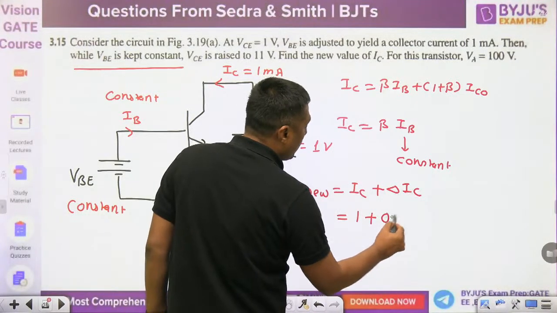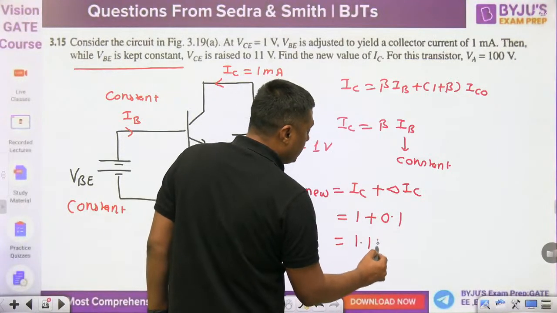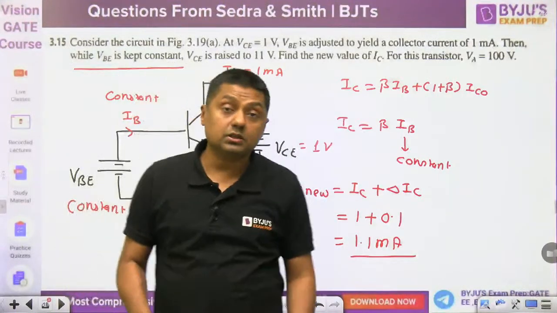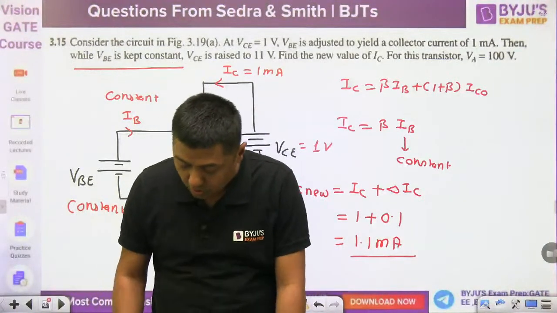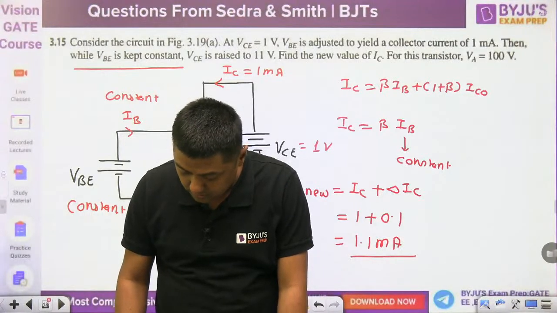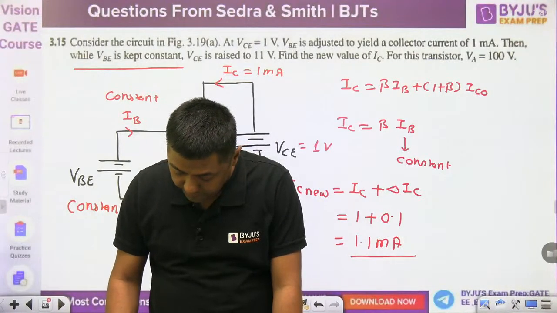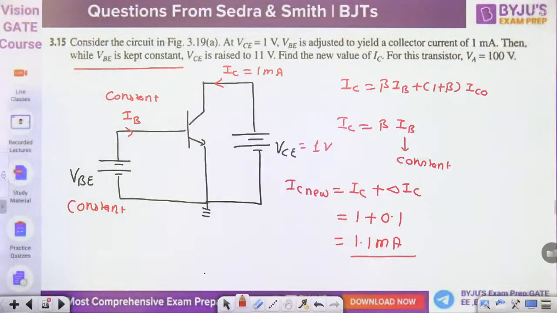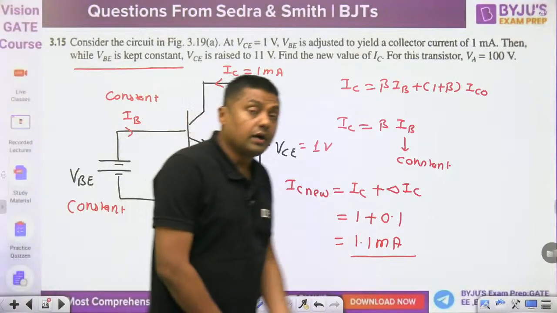1 plus 0.1 is nearly equal to 1.1 milliampere. This is the answer, 1.1 milliampere. That is a very, very important question, guys: how we can find the early effect. That depends upon the early effect. I think now this is also clear to you. 1.1 milliampere.